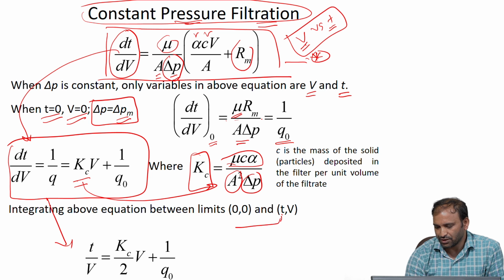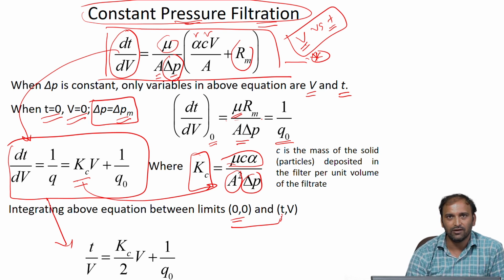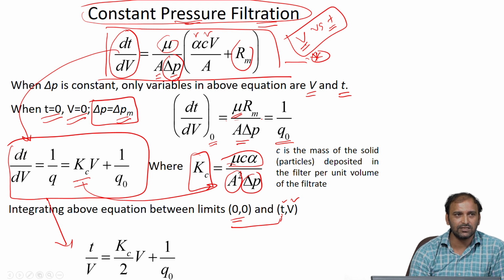So I have the coordinates t is 0, V is 0. That means at time t equal to 0 I do not have any filtrate collected, and at time t the total volume of the filtrate that I collected is essentially V.